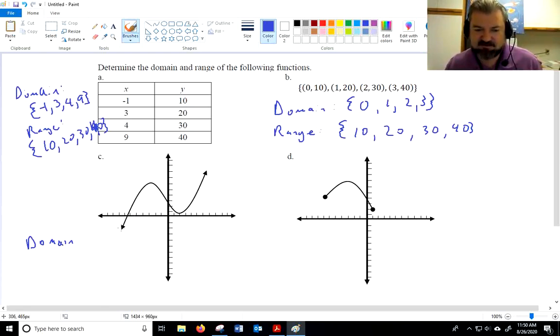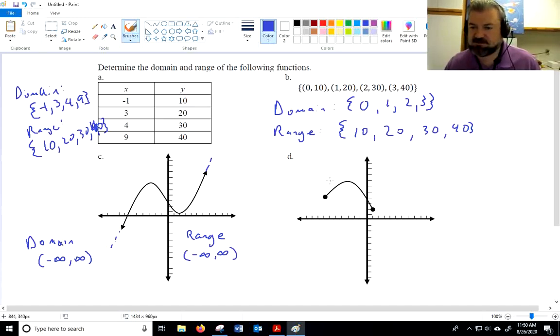But because these arrows are showing me that the graph is going to continue going down and to the left and up and to the right, we're going to make a conclusion that the domain of this function is negative infinity to infinity. Or we could do the symbol for all real numbers. The range is also going to be negative infinity to infinity.